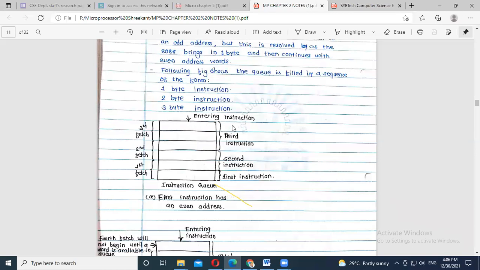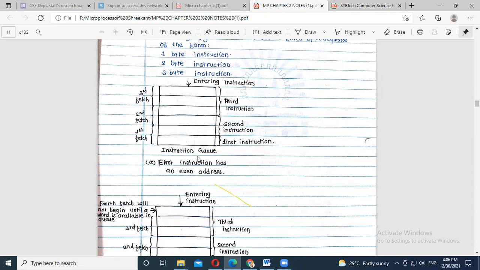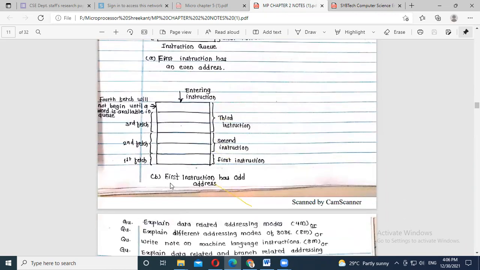So that is entering the instructions at the byte level. For the instruction queue, the first instruction has to be at an even address. In the same way we have to use it for an odd address also, that is, the first instruction is for an odd address. That is first instruction, second instruction, third instruction for the first fetch, second fetch and third fetch.